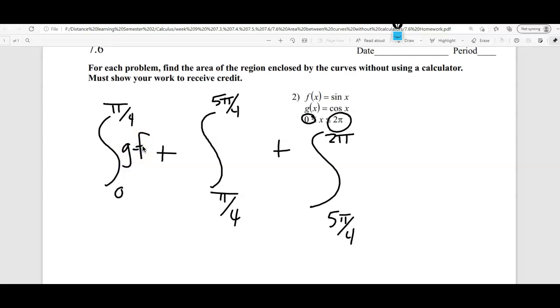And it all depends on which one is greater than the other on those intervals. Now really you only need to do one of these, because once you do the other ones, it just kind of flips back and forth. So let me show you what I mean.